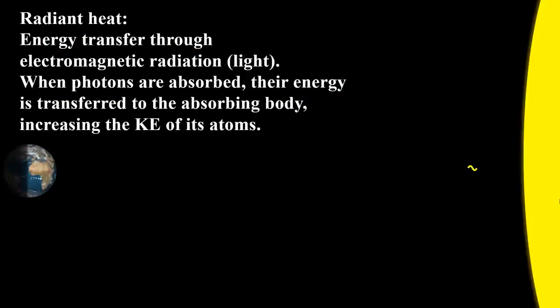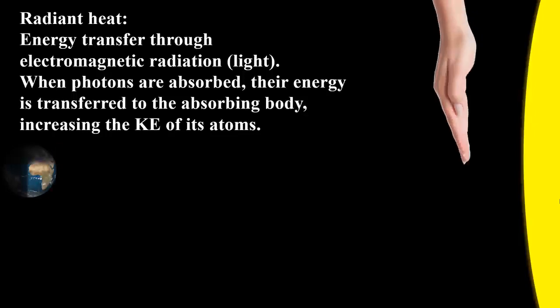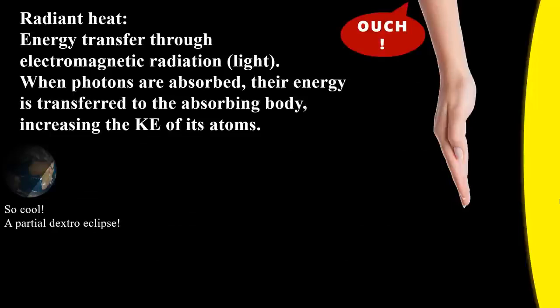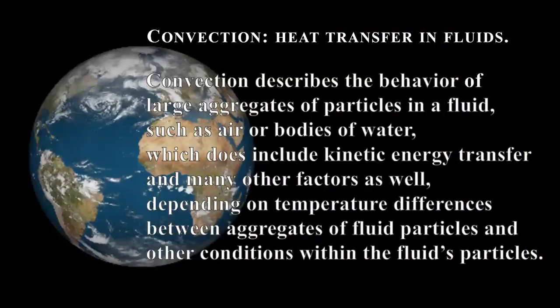Radiant heat is energy transfer through electromagnetic radiation, which is light. When photons are absorbed, their energy is transferred to the absorbing body, increasing the kinetic energy of its atoms. And of course, we can't miss this opportunity to show a partial dextro eclipse. Now on to convection, which is heat transfer in fluids. Convection describes the behavior of large aggregates of particles in a fluid, such as air or bodies of water, which does include kinetic energy transfer and other factors as well, depending on temperature differences between aggregates of fluid particles and other conditions within the fluid, all of which is beyond the scope of our video.